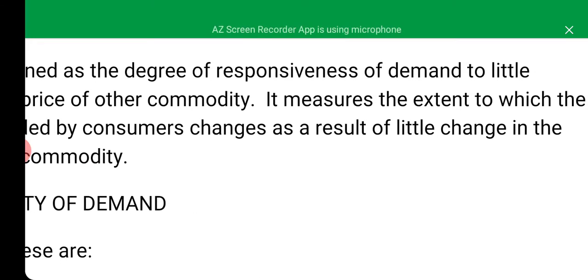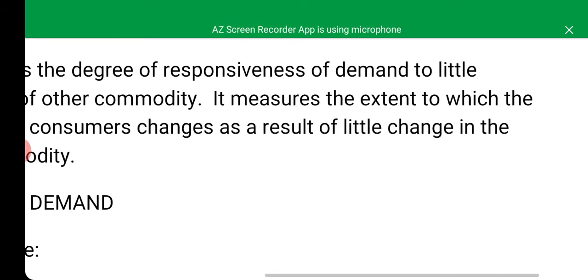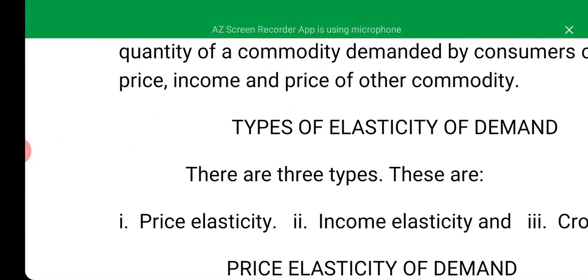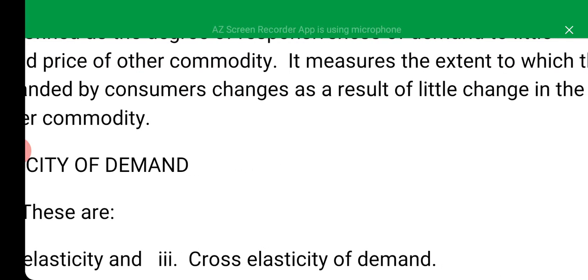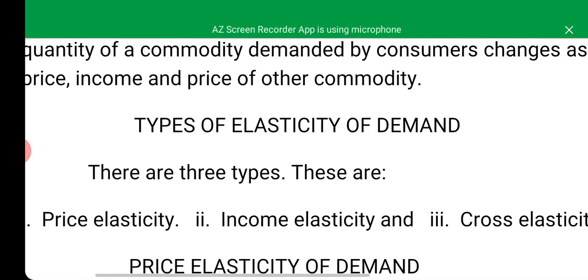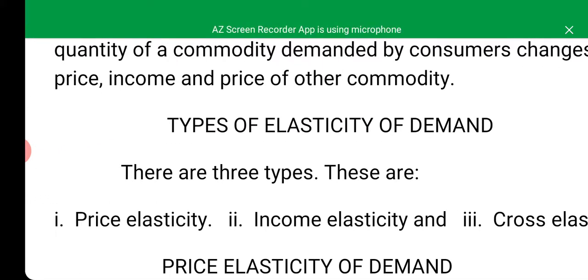So this elasticity of demand measures the extent to which the quantity of a commodity demanded by consumers changes as a result of little change in the price, as in whether the price increases or decreases, change in the income of the consumer, whether their income increases or decreases, and price of other commodities. That is, there are other commodities that perform the same function as the commodity in question. So let's look at the types of elasticity.